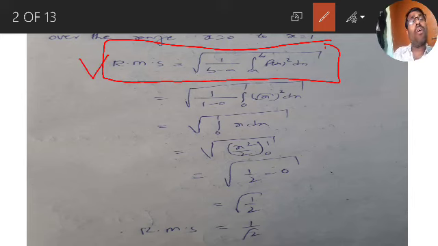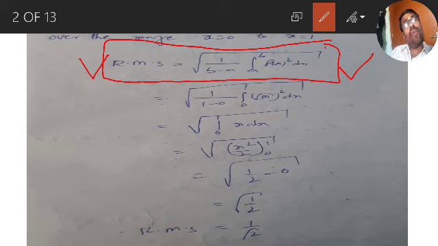Without knowing the formula you cannot do the problems, so you have to remember well the formula of RMS value. RMS value is equal to the square root of 1 by b minus a, integration a to b, f of x whole square dx. Remember, read and practice it many times so that you can remember it. So what is the mean value?